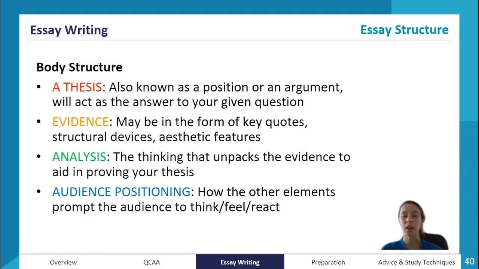So the thinking that unpacks the evidence to prove that thesis, that's what your analysis ultimately is. And then audience positioning: how the elements are prompting the audience to think, feel, or react. Make sure you're thinking about the context of the text that you're looking at when it comes to audience positioning. That's going to determine their values, their beliefs, attitudes, assumptions, etc.